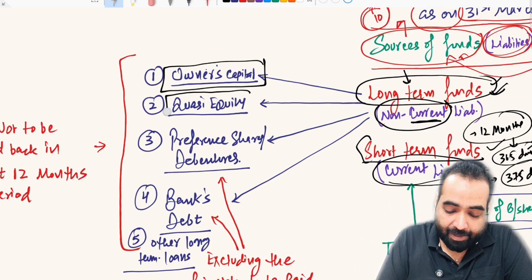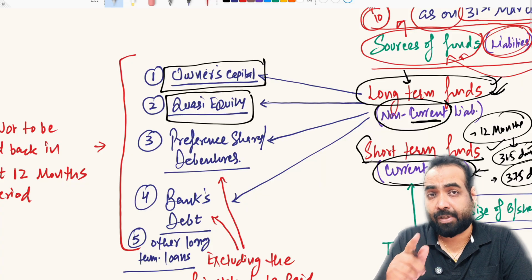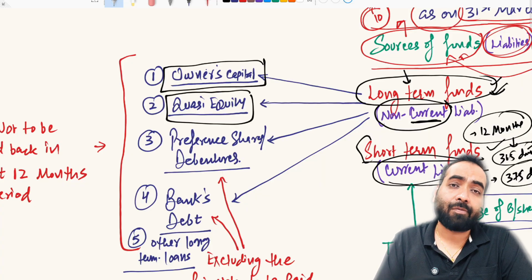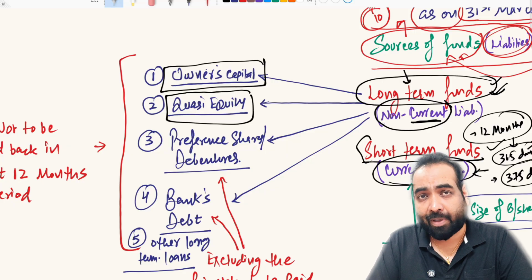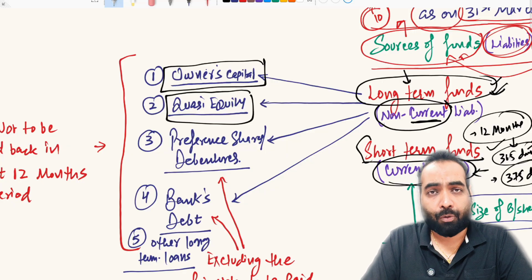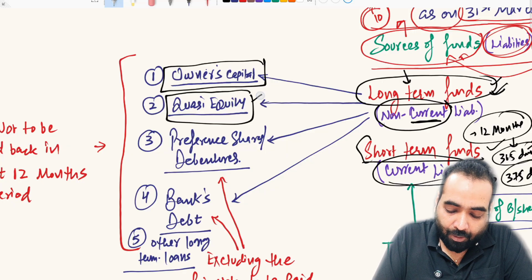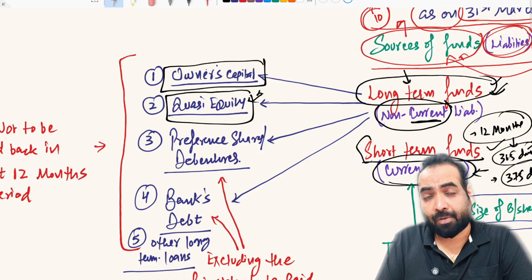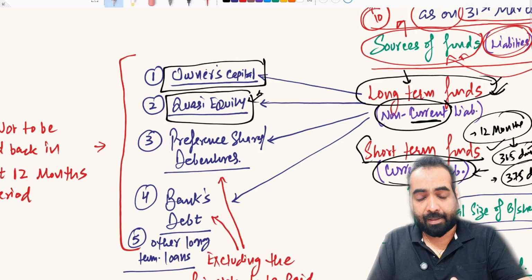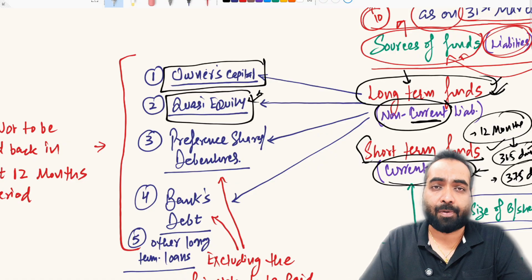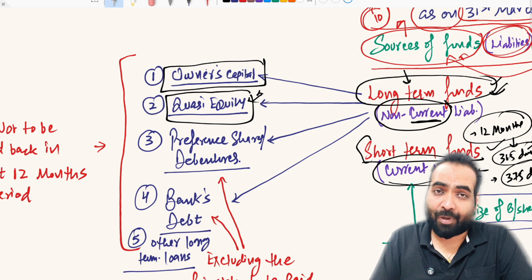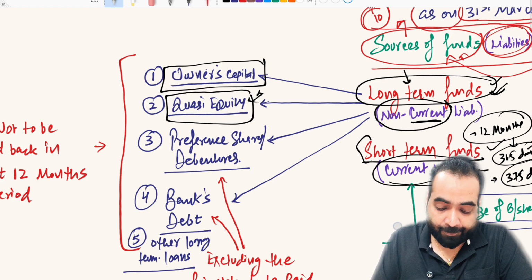Then the second one is the quasi equity, the loans which you have subordinated, the loans which you have treated as quasi equity, the loans which have features like quasi equity that I have explained to you in the previous two videos. These loans are also classified as long term loans, since I have already told you these loans, like equity, are not meant to be paid back in the near future and are to be retained in the business for as long as possible, right? So the quasi equities are also long term funds.